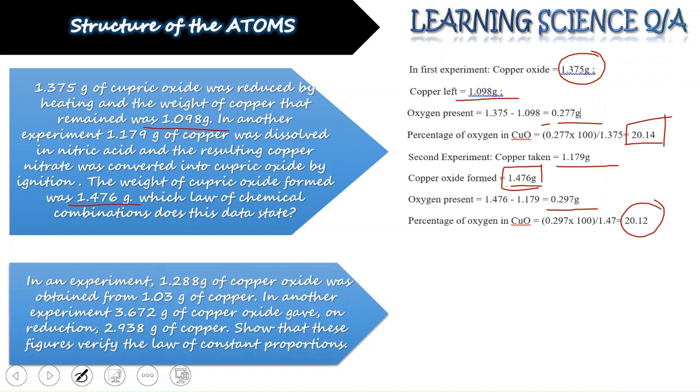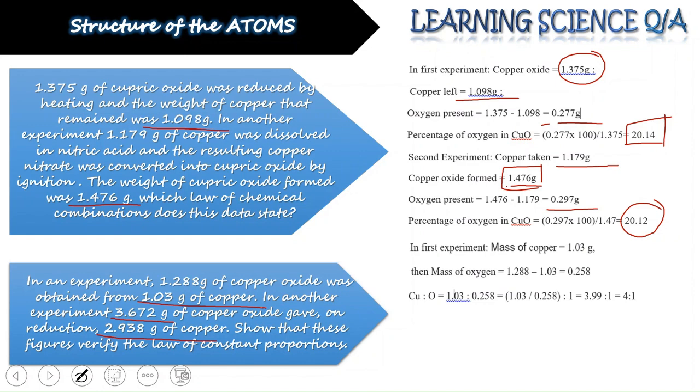Similarly, in the next question we have an experiment with 1.288 gram of copper oxide which is obtained from 1.03 gram of copper. In another experiment we have 3.672 gram of copper oxide which gave on reduction 2.938 grams of copper. So we have to check whether these figures verify the law of constant proportion. Again, we are not provided with the mass or the percentage of the oxygen.